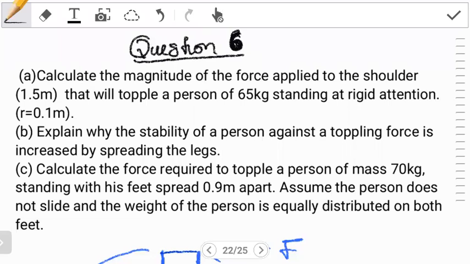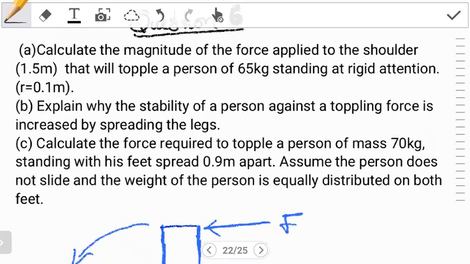In this video, we look at how to determine the force that is needed to topple a person of a given weight who is standing vertically upright. Now, we are given the radius that we have to look at. Let's try to picture this question and how we can approach it.